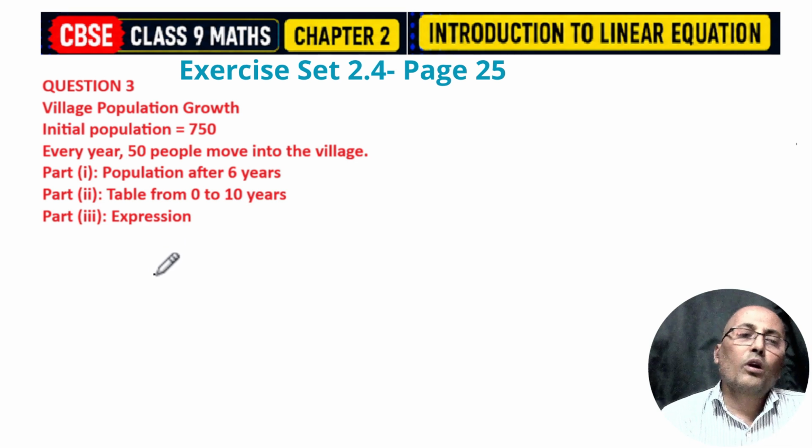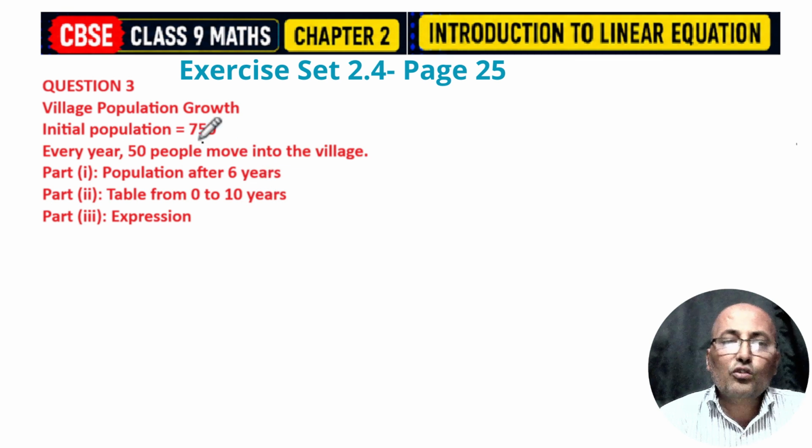Now we will move on to question number 3. Village population growth. The initial population of a village is 750 people. Every year 50 people move into the village. Then the population after 6 years is how much? Same as the previous question: table from 0 to 10 years, and you have to write the linear expression.